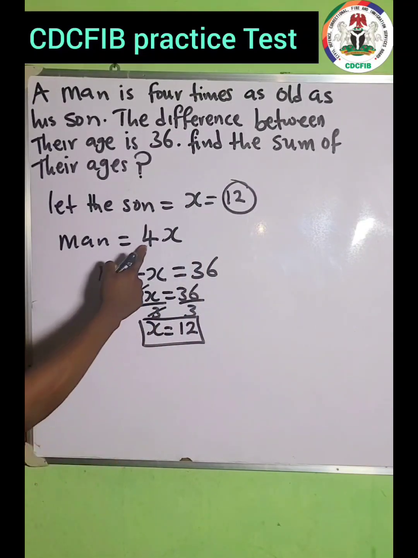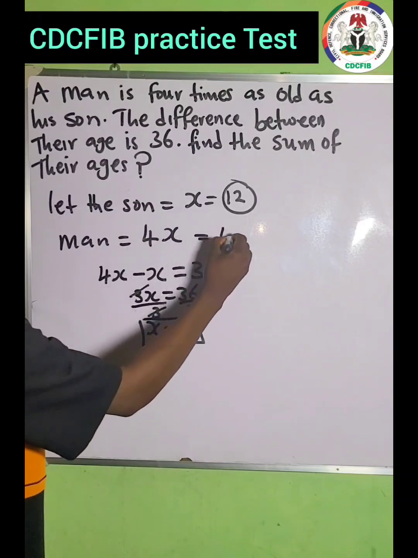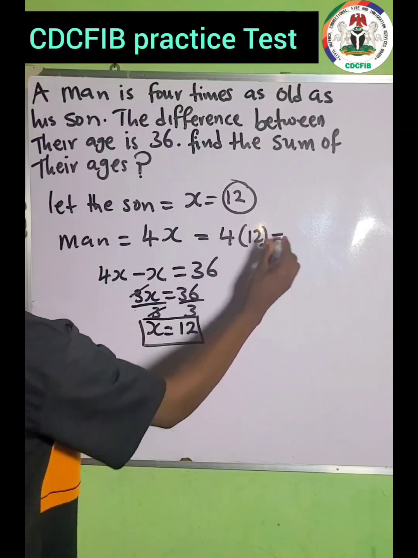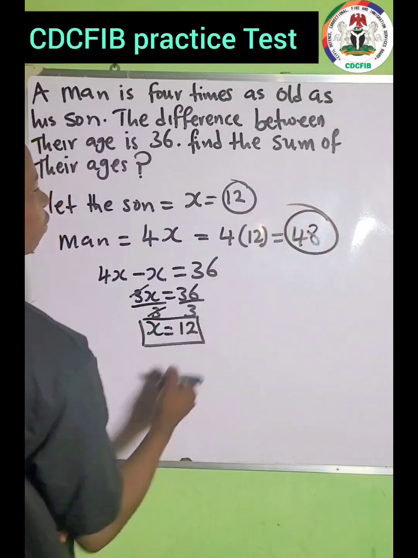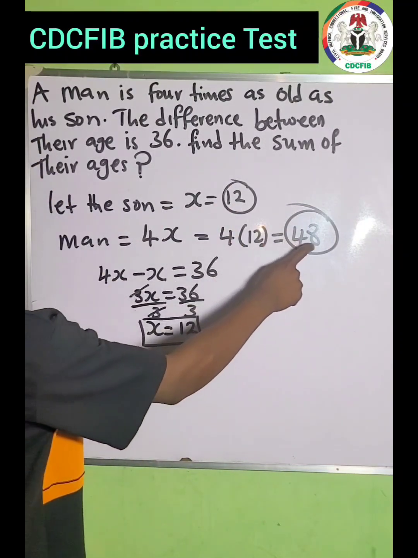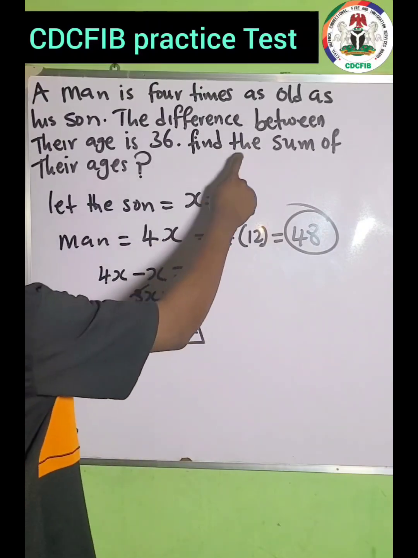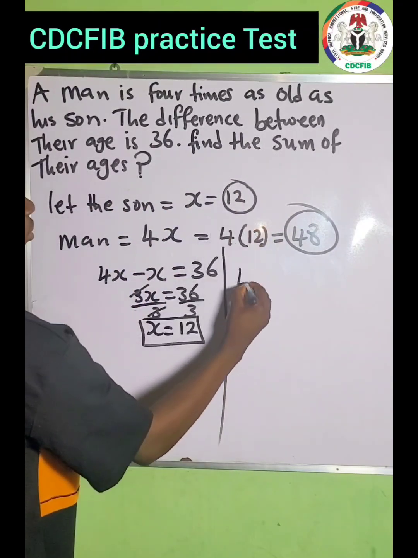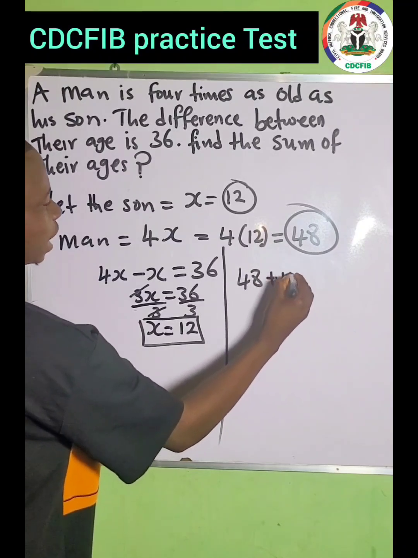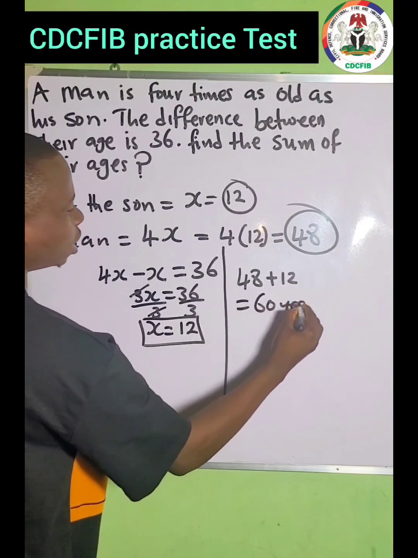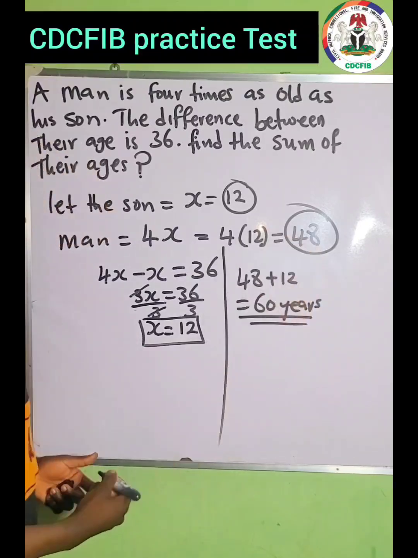Now to get the age of the man, we are going to multiply this 4 by the age of the son, which is 12, and it's going to give us 48. So therefore, the age of the son is going to be 12, and the age of the man is going to be 48. But they asked us to find the sum of their ages. So the sum implies we are going to add the two ages together. 48 plus 12 is going to give us 60 years. So therefore, their combined age is going to be 60 years.